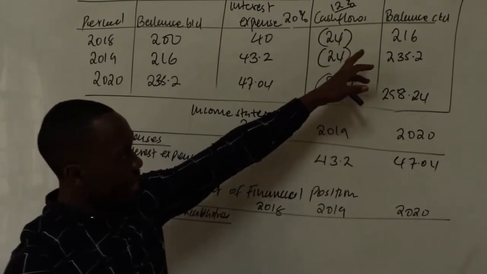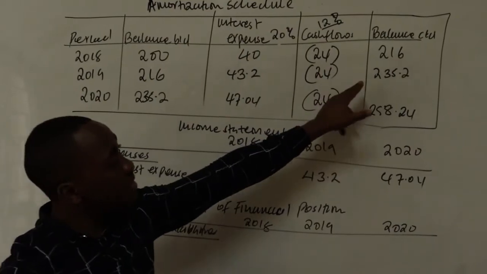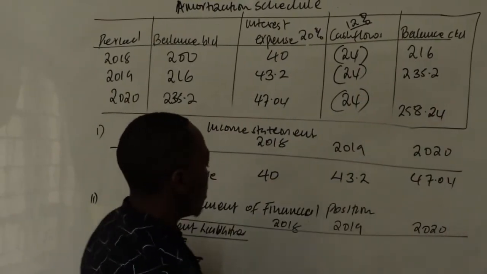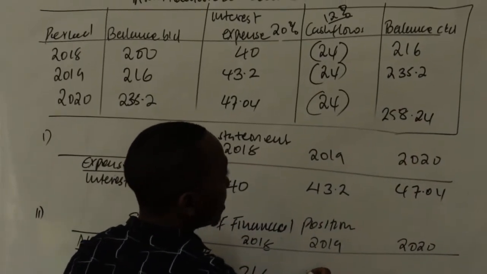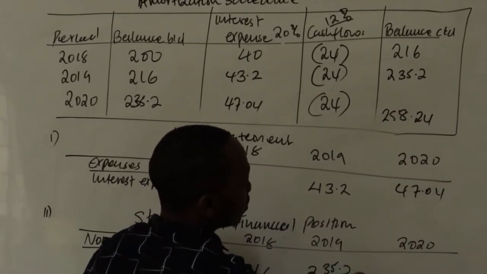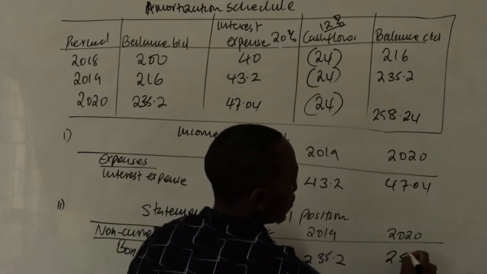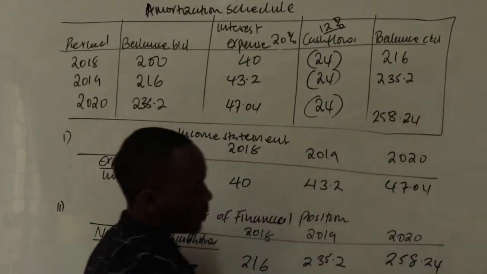So, let's go back there. To the balance carried down, what do they represent? So, in year 2018, we have 216. 2019 is 235.2. And here we have 258.24.